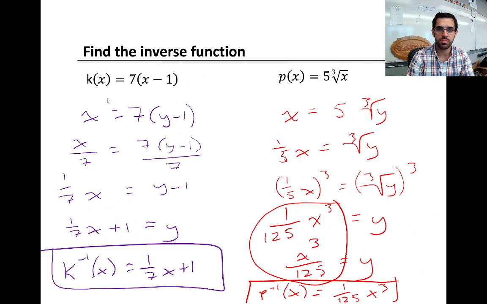Here's another linear example. This one's kind of factored a little bit. So we'll divide each side by 7, and then add 1.